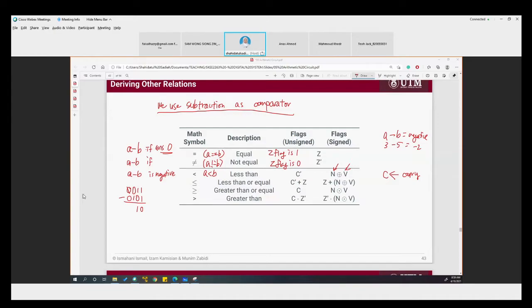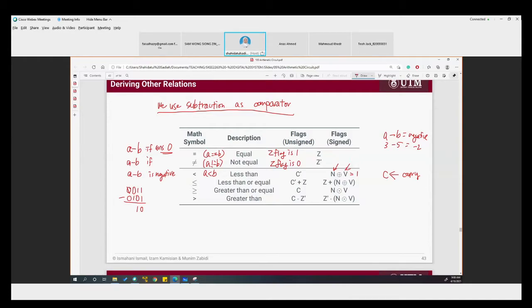If A is less than B, we check the C flag. If C is 1, carry 1, then A is less than B. Then if N is 1 and V is 0, or either way, then A is less than B. N is negative, V is overflow. Sorry, it's not plus, it's XOR. If N XOR V is 1, then A is less than B.